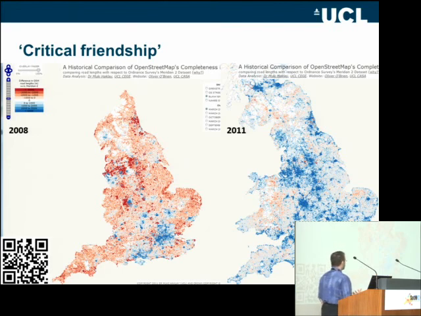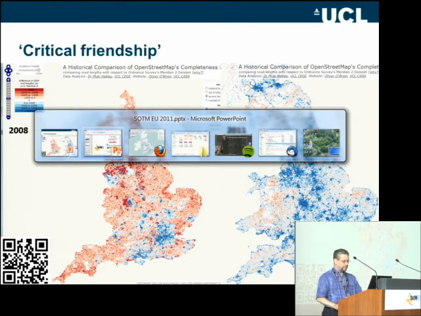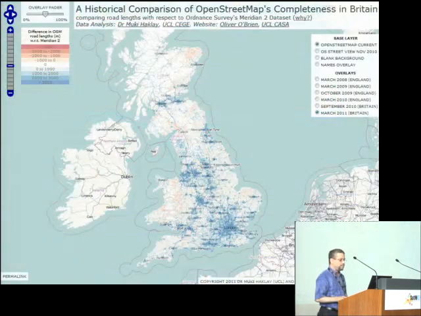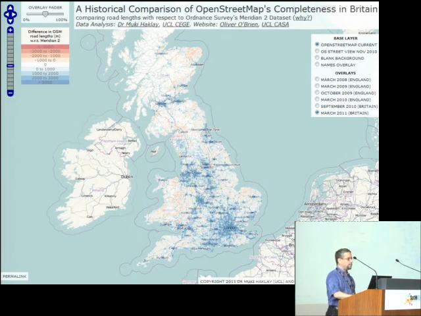But the other bit about the research, and one of the things is this feeling that you need, as a researcher, this kind of critical friendship with the OSM community. What it means is that on one side you're a friend and you're trying to help where you can, but at the same time, you're not afraid to say what's wrong and what doesn't work. So just to show you that bit of work which I started back in 2008, that's thanks to Ollie O'Brien.